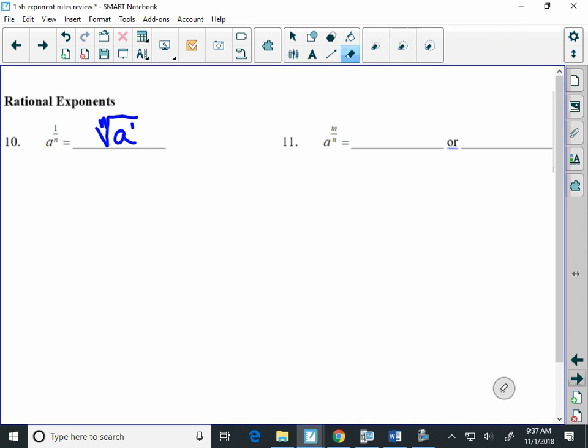And I'm going to erase and try to write this just a little bit better. It didn't show up very well when I wrote. But again, a goes underneath the radical, and the n goes in the check mark part of the radical. A is called the radicand, n is called the index.